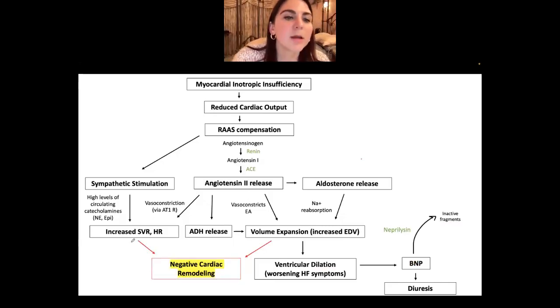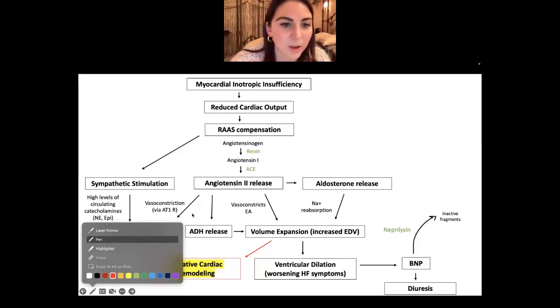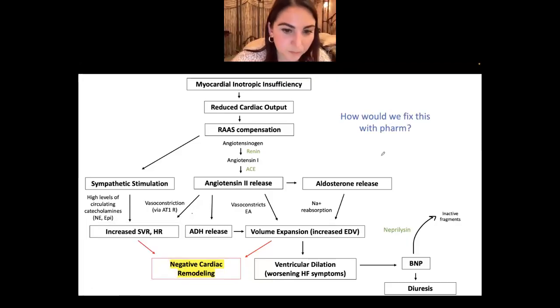And then also, this increased afterload as well as your increased preload in a really sick heart leads to this negative cardiac remodeling. This is like the worst thing that can happen. This is when the heart starts to undergo all sorts of different types of hypertrophies, and it eventually can become irreversible. And that's why, again, I mentioned earlier, you want to give drugs that are going to inhibit negative cardiac remodeling, even though they sound counterintuitive, but we will talk about that.